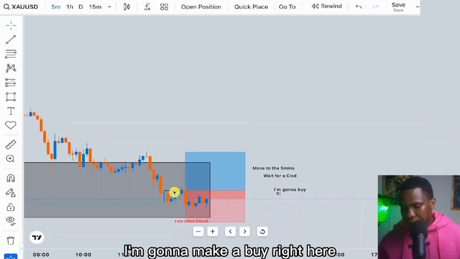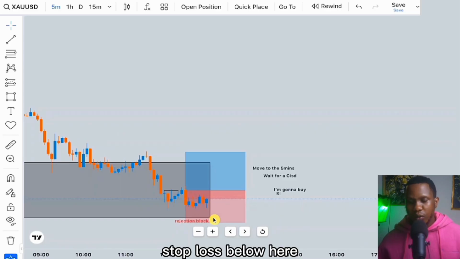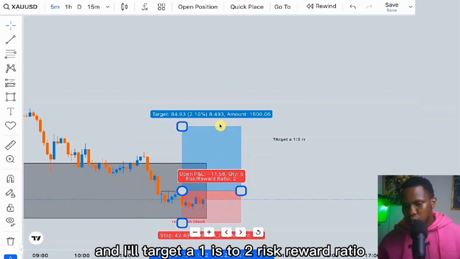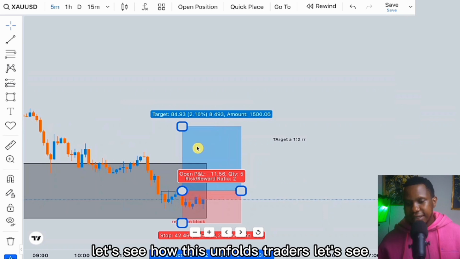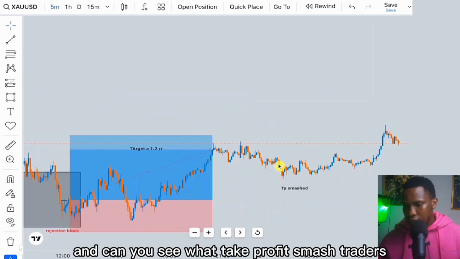I'm going to make a buy right here, stop loss below here, and I'll target a 1:2 risk to reward ratio. Let's see how this unfolds, traders. Let's see. And can you see what?